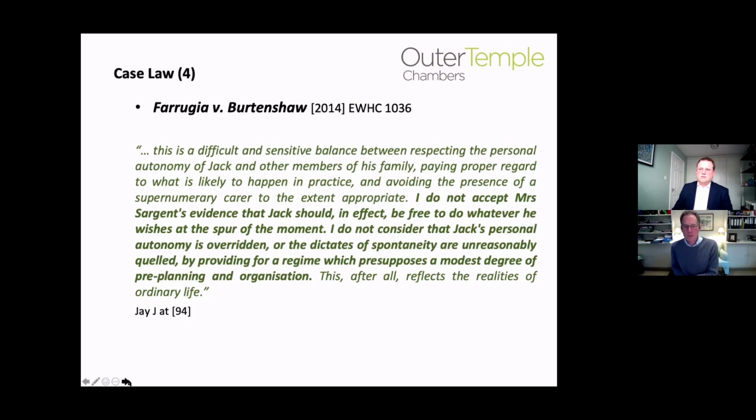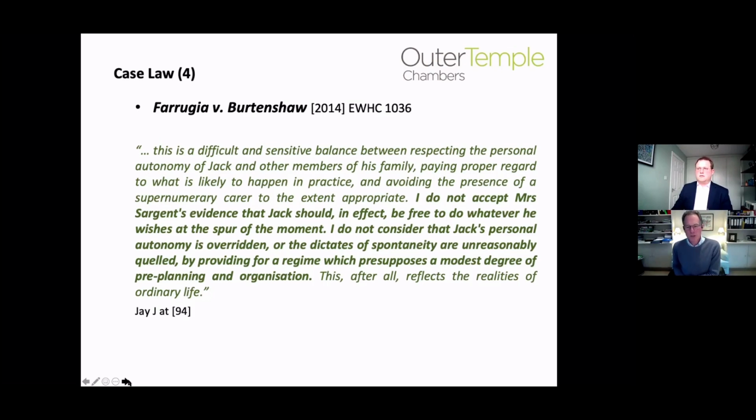I don't accept Mrs. Sargent, who was the claimant's care expert's evidence that Jack should in effect be free to do whatever he wishes at the spur of the moment. I don't consider that Jack's personal autonomy is overridden, or the dictates of spontaneity are unreasonably quelled by providing for a regime which presupposes a modest degree of pre-planning and organisation. This, after all, reflects the realities of ordinary life.